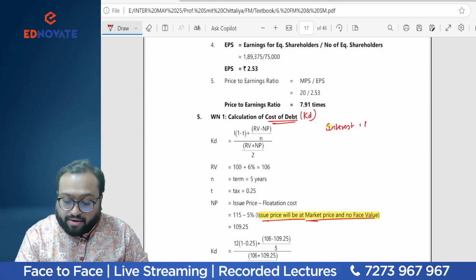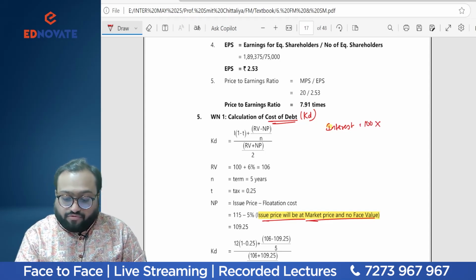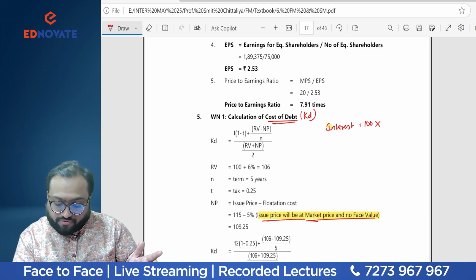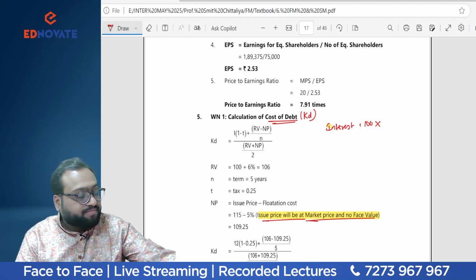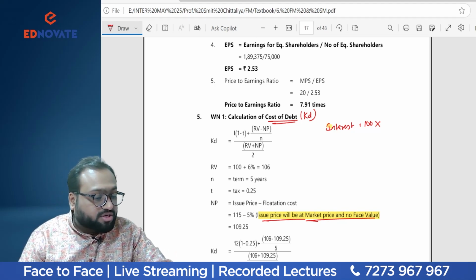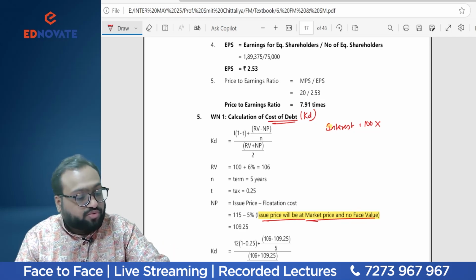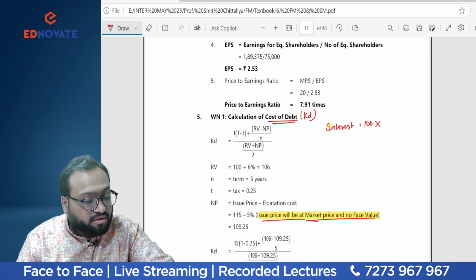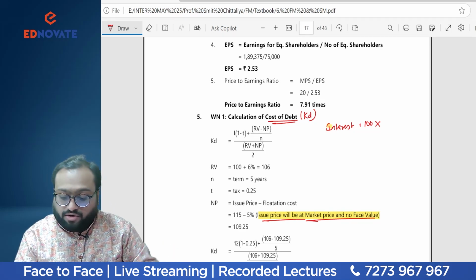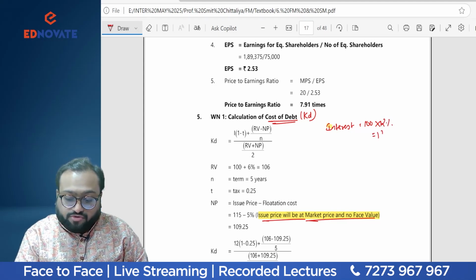So 100 is my face value and the rate of interest is 12%. The rate of debentures what we are issuing is 12%. Am I right? Yes sir, the rate of interest is 12%. So 12 rupees will be my interest.